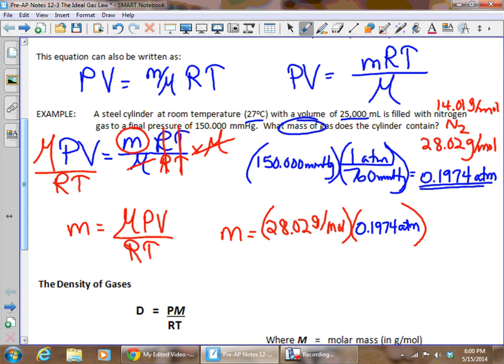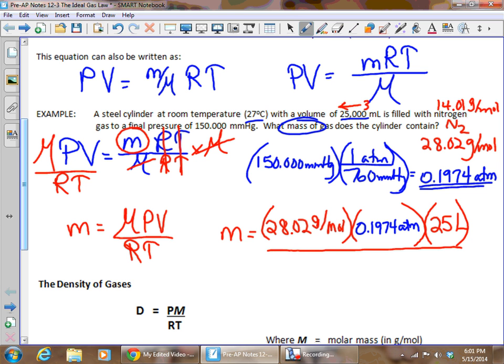And then our volume is 25,000 milliliters, which hopefully you've thought of already won't work, because milliliters has to be converted to liters. It's got to be liters, atmospheres, moles, and kelvins. So changing that to liters, rule of 3, moving the decimal point to the left 3 places ends up giving us 25 liters.